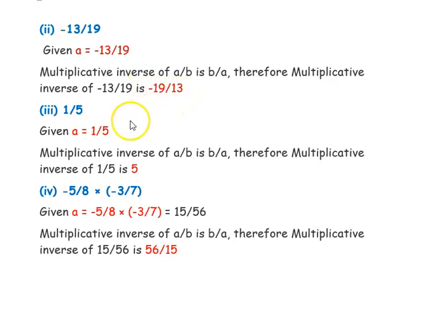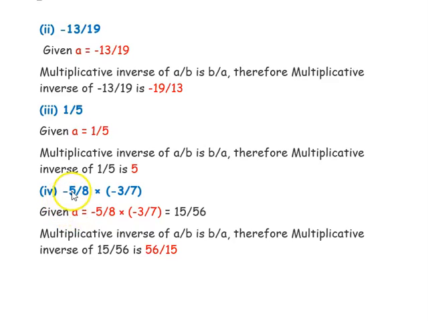So the next question is 1 divided by 5. So we can take the given as A as 1 divided by 5. So that is A by B is 1 by 5. So we know that multiplicative inverse of A by B is B by A. So we are reversing the numerator and denominator. So now it will be 5, that is 5 by 1. We can write it as 5. So multiplicative inverse of 1 by 5 is 5.